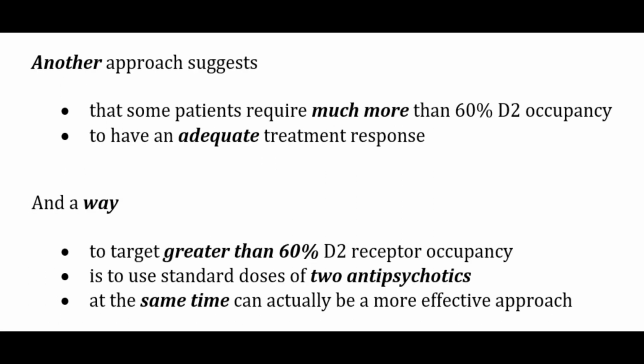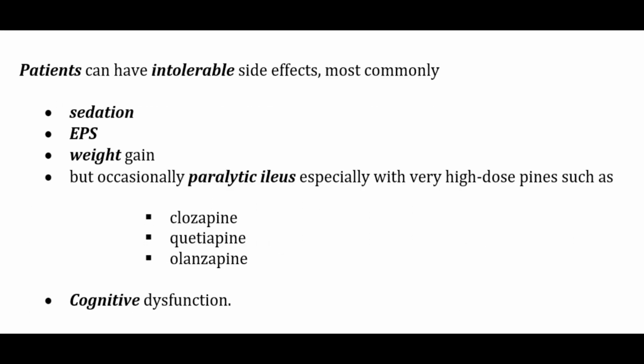Another approach suggests that some patients require much more than 60% D2 occupancy to have an adequate treatment response. And a way to target that is to use standard doses of two antipsychotics at the same time. But then patients can have intolerable side effects, most commonly sedation, EPS, weight gain, but occasionally paralytic ileus, especially with very high doses of drugs such as clozapine, quetiapine and olanzapine, as well as cognitive dysfunctions.